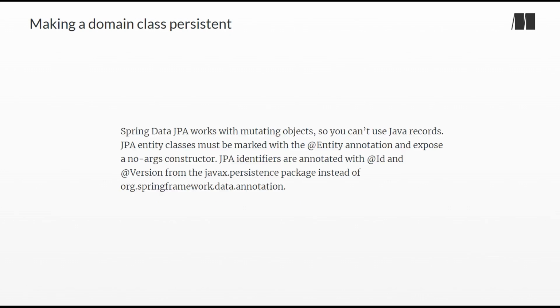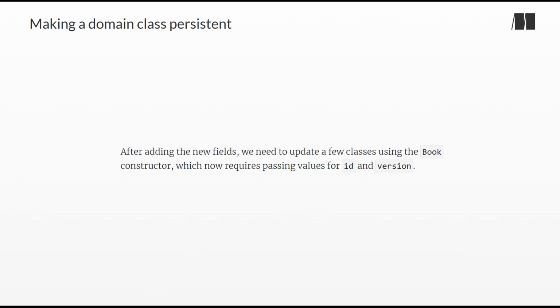Note: Spring Data JPA works with mutating objects, so you can't use Java records. JPA entity classes must be marked with the entity annotation and expose a no-args constructor. JPA identifiers are annotated with ID and version from the javax.persistence package instead of org.springframework.data.annotation.